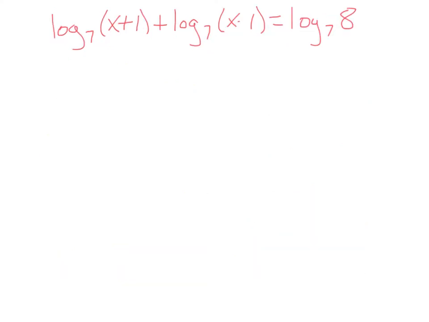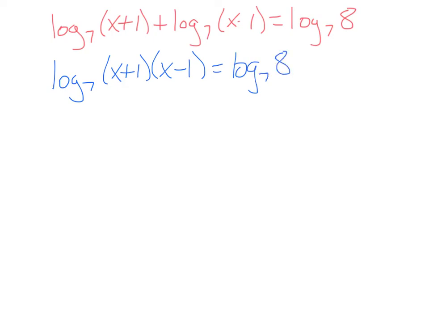Okay, on this example we're going to use a couple different properties here. The first one is the product property. Okay, and so then we're going to rewrite the left-hand side as log base 7 of x plus 1 times x minus 1. Okay, and all of this is inside the brackets here.